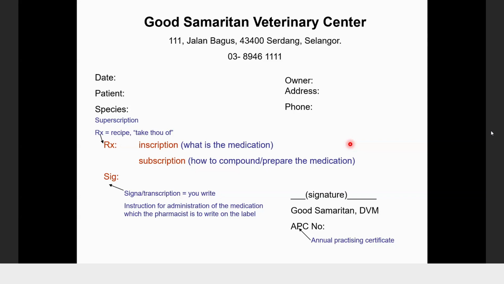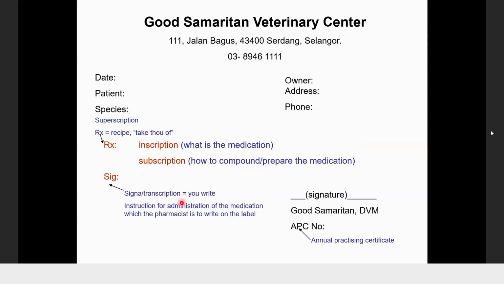The must-have components must be in the prescription. Okay, these are the details. Usually Rx refers to inscription, what is the medication, and subscription, how to compound or prepare the medication. Signa, I think it's a Latin word, Latin or Greek, I'm not sure.